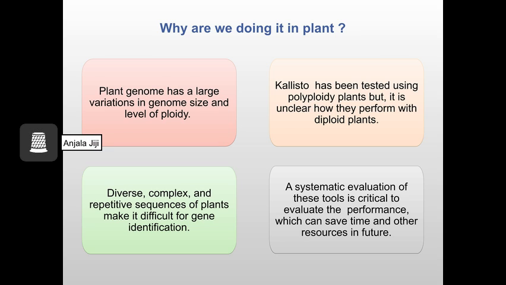Why are we doing this in plants? Plants have a large variation in their genome size and their level of ploidy. This diverse and complex nature of plants makes their genome very difficult to analyze. Kallisto has never been tested in polyploid plants, but has recently been tested with diploid plants. So a very systematic study of this genome is important, and these tools are important so that we can save time and other resources in future.